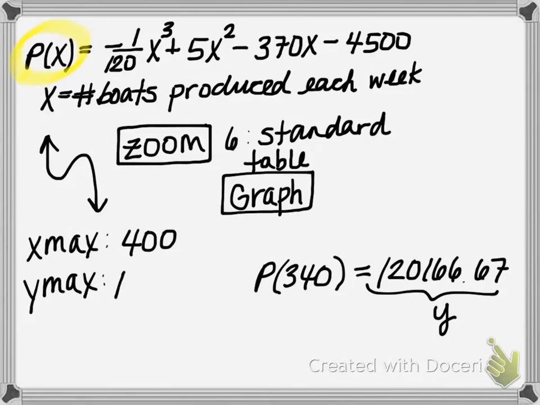So why don't you go ahead and pick a Y value a little bit larger than 120,000. Maybe you choose for your Y max 150,000. Change your Y max, go ahead and graph your curve and see if it looks a little bit better to you.